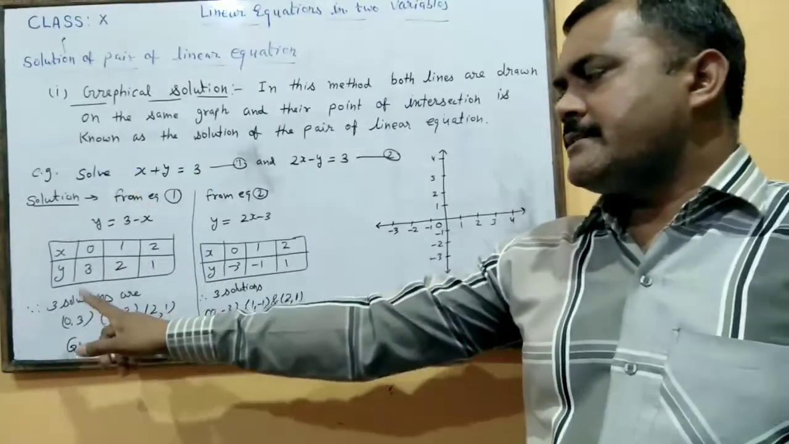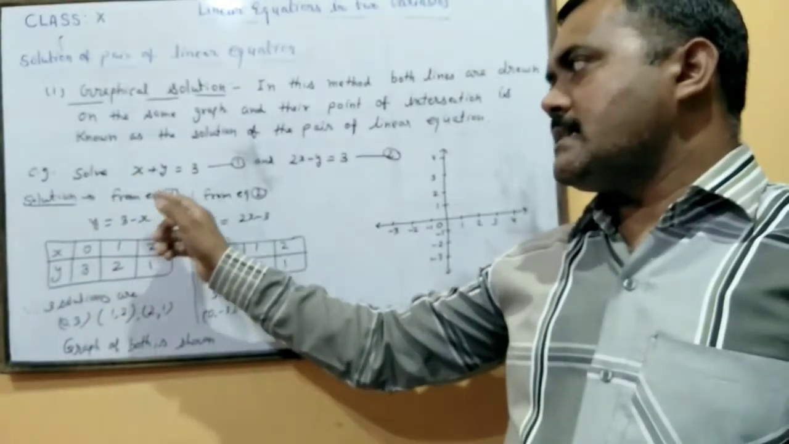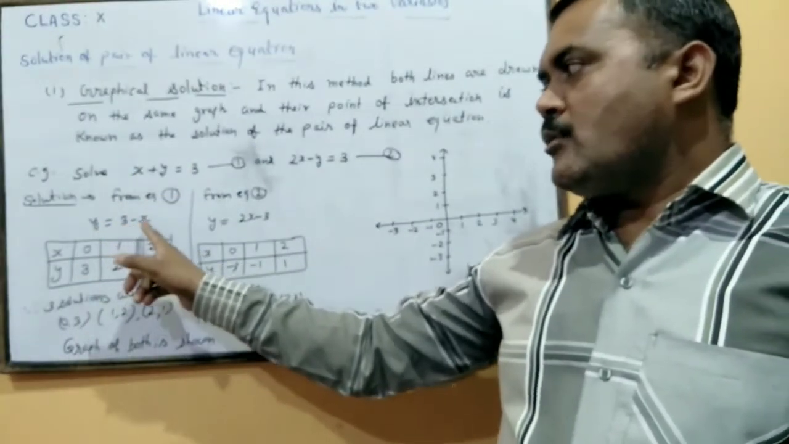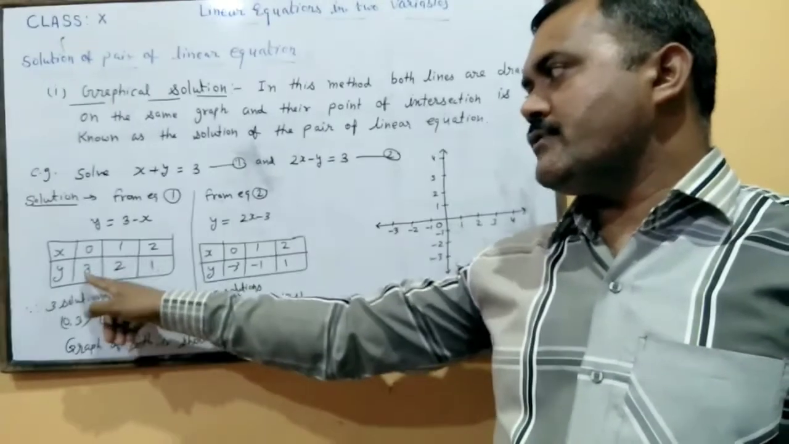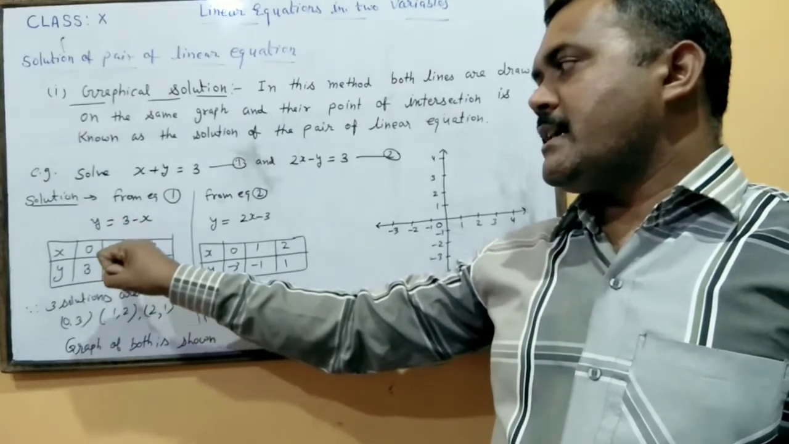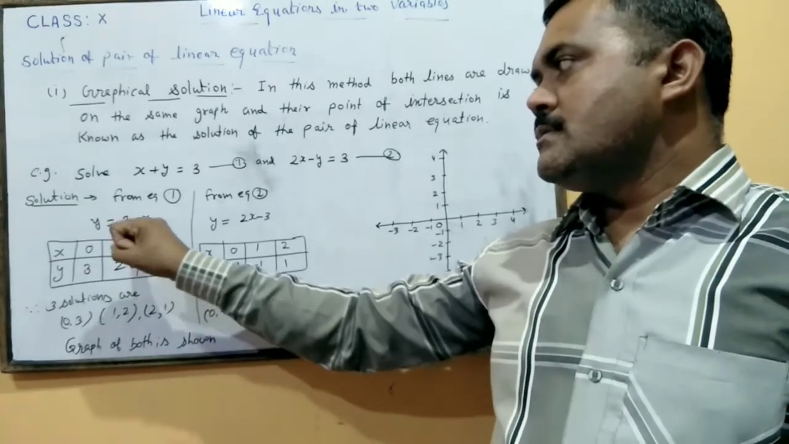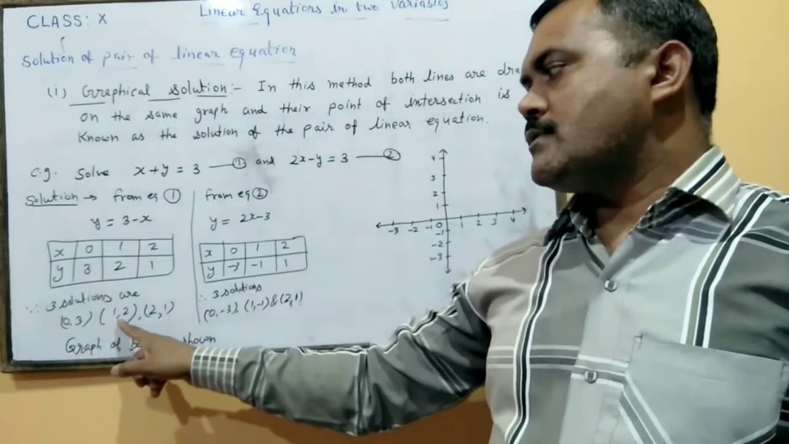So I have done it here. Take y as the independent variable and x to the right side, so y is 3 minus x. Now put the values of x. I have kept 0, so 3 minus 0 will be 3. Then I kept 1, so 3 minus 1 will be 2. Then I kept 2, so 3 minus 2 will be 1. So these are the three solutions: (0, 3), (1, 2) and (2, 1).